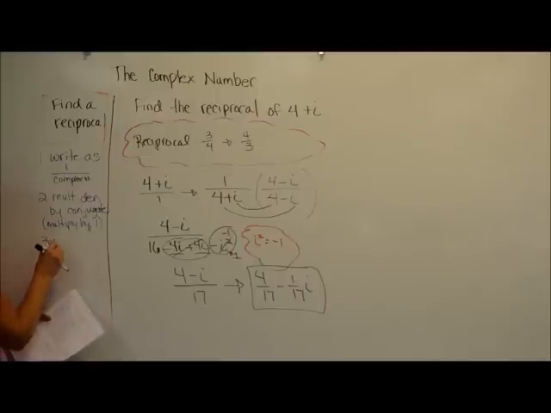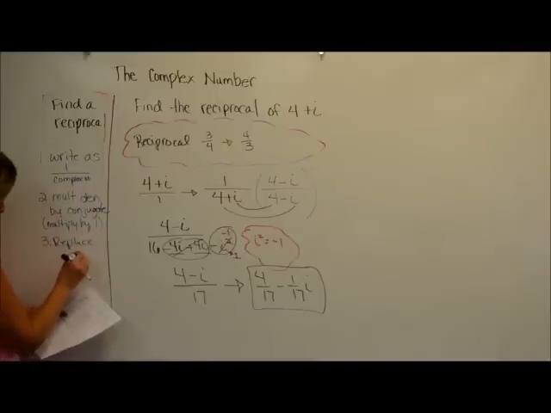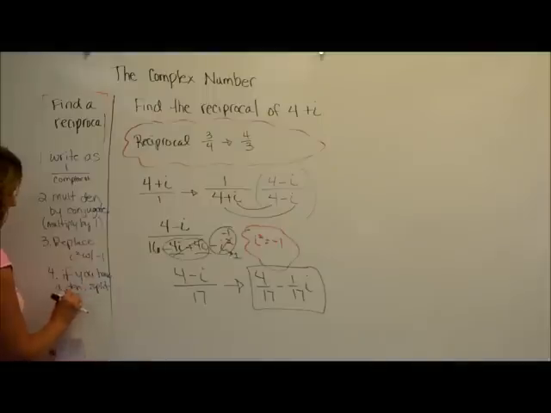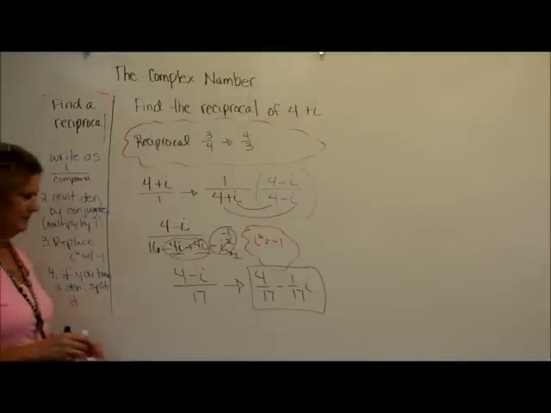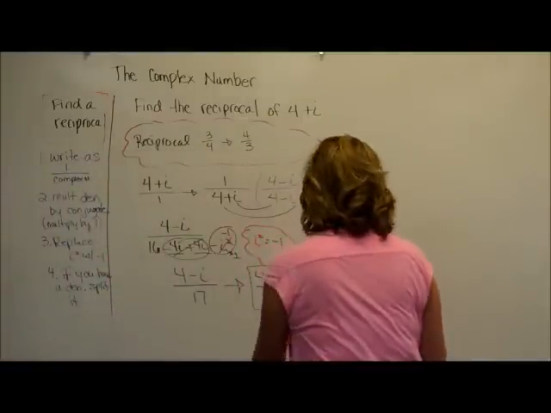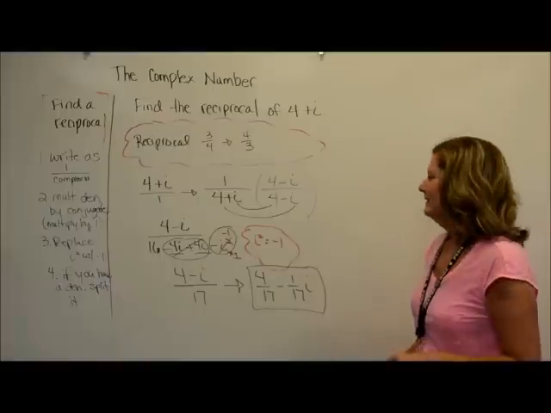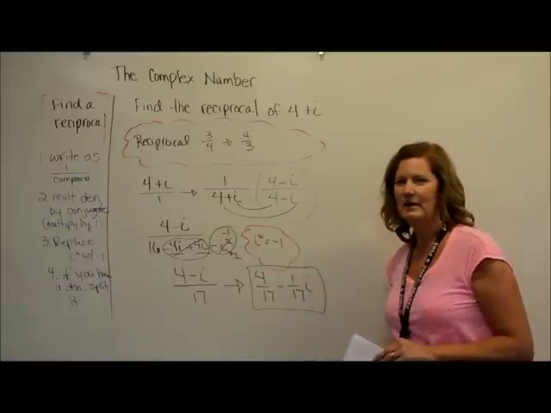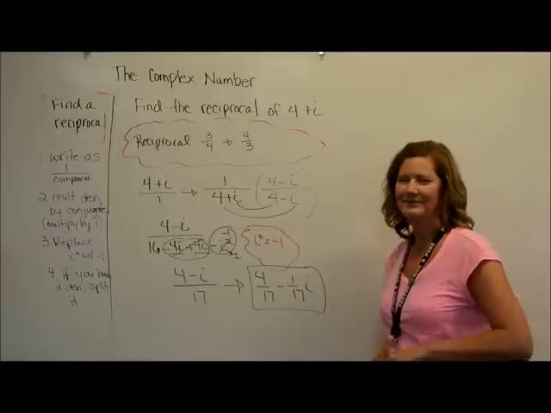All right, number 3, replace i squared with negative 1. Number 4, if you have a denominator left over, then split it. And then you have to simplify it a little bit. So anyway, there are your notes. That's everything. Good luck. We'll do some work in class on whatever day you come in. Bye.